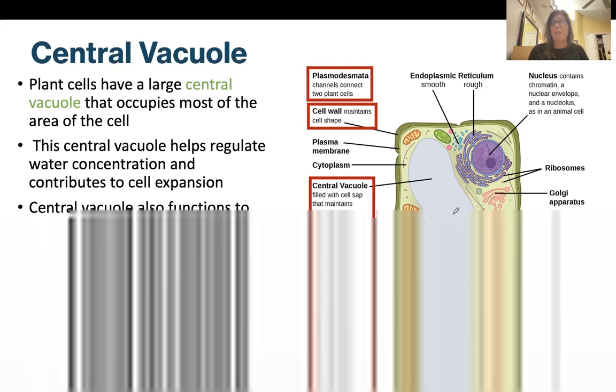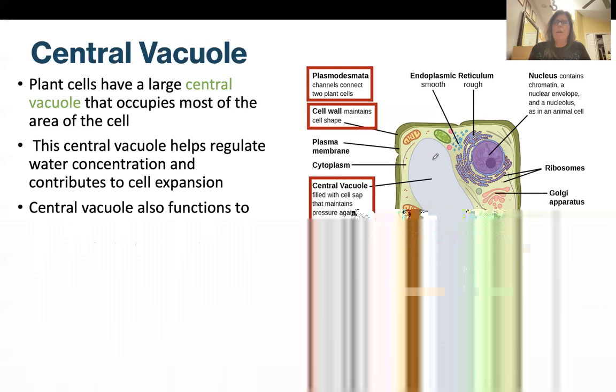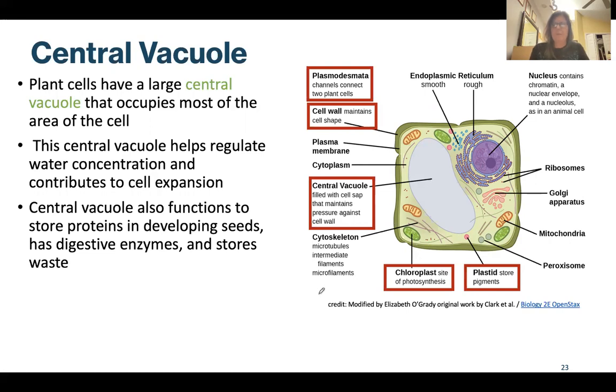There are also some other things that it does. Remember, we said plant cells don't have lysosomes. Well, some of those digestive enzymes are here in the central vacuole. We can also store proteins and other types of materials in here. It also can store waste. It can store toxins, like in poison ivy or poison oak, if you've ever had the lovely experience. In some situations, it also stores pigments, right? So lots of different functions of the central vacuole.